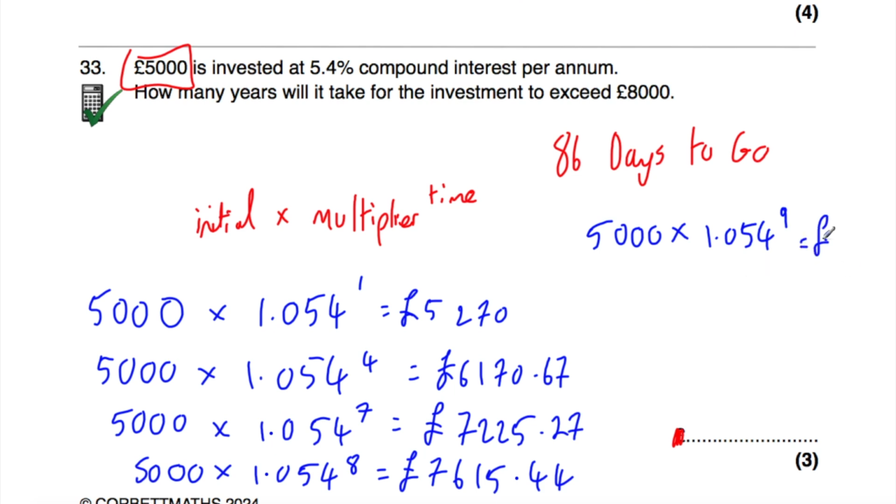And that's equal to £8,026.67 to the nearest penny. So that is above £8,000, so it'll take 9 years. So if that money, £5,000, is invested at that percentage compound interest per annum, after 9 years it'll exceed £8,000. So how many years will it take for the investment to exceed £8,000? The answer is 9 years. And that's it.